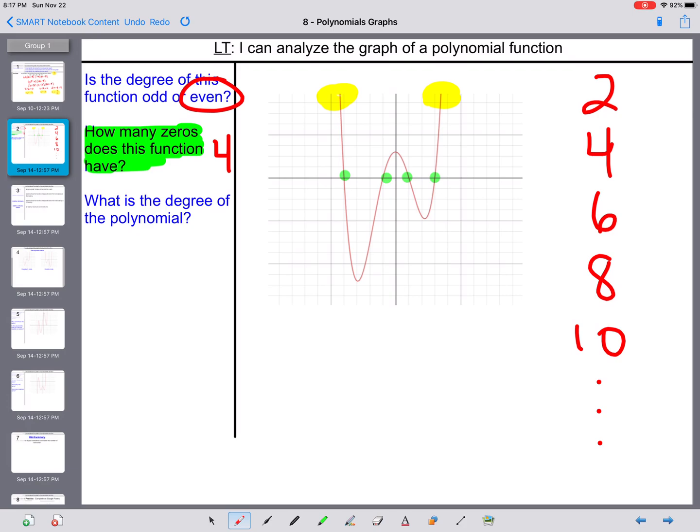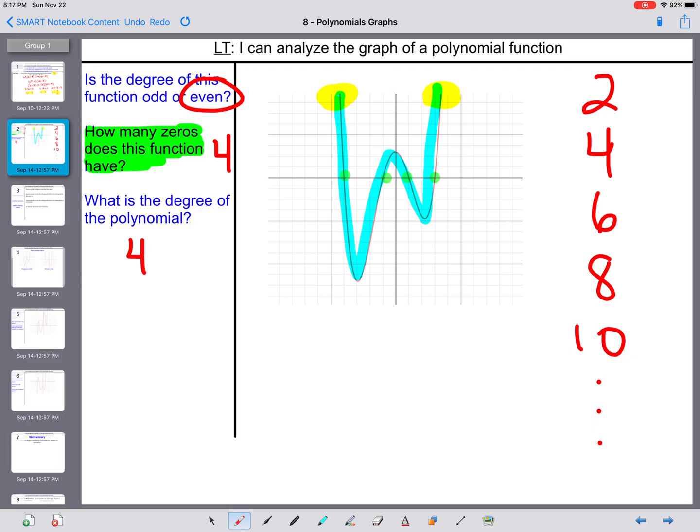The next question says, what is the degree of the polynomial? Now, we know that it has to be even, so it's possible that 4 is the degree as well, but I'm going to show you exactly how we can find the degree based on the graph. The degree of a polynomial is counted by tracing the graph and seeing how many times it changes direction. So that's 1. Then it starts going the other way. That's 2. Then the other way is 3. And then the last one is 4. So the answer to this is 4. So this is one of the cases where the number of zeros does match the degree.